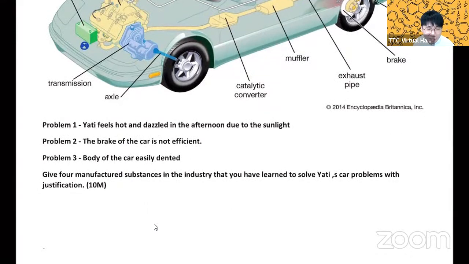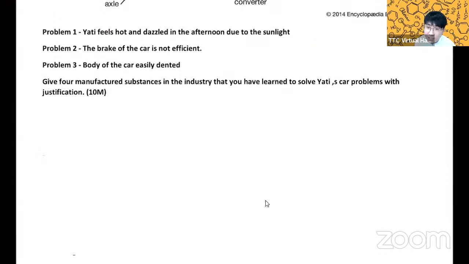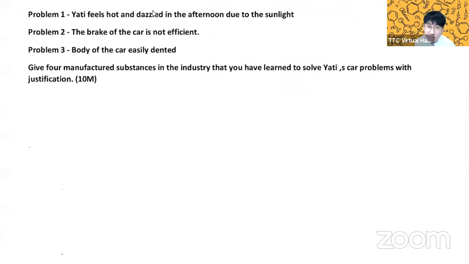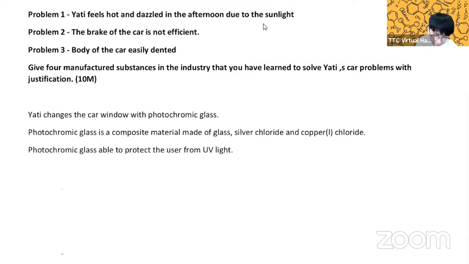Okay. So since we say that it's easily dented, so guys, what do we do? Use alloy, correct. Okay, so what alloy do we use? So usually our car is made of iron, okay? So we can use like steel, stainless steel a bit extra, okay? Steel should be fine, okay? So 10 marks, are you guys ready? So number one is to change your glass, okay, into photochromic glass, okay?